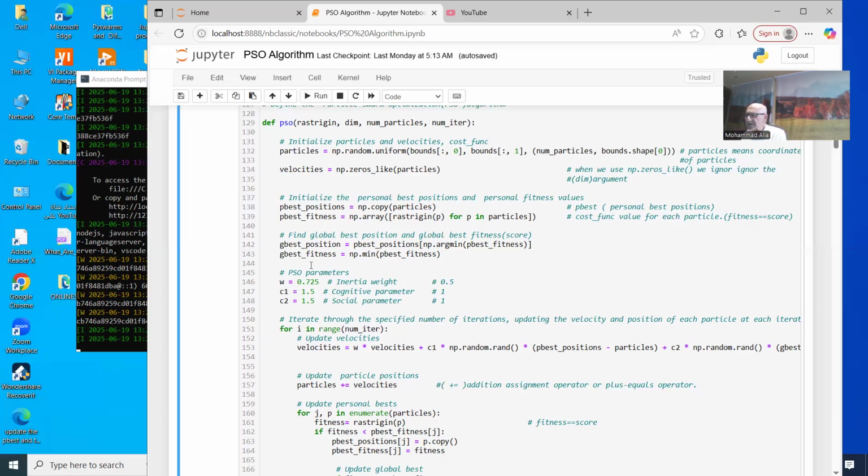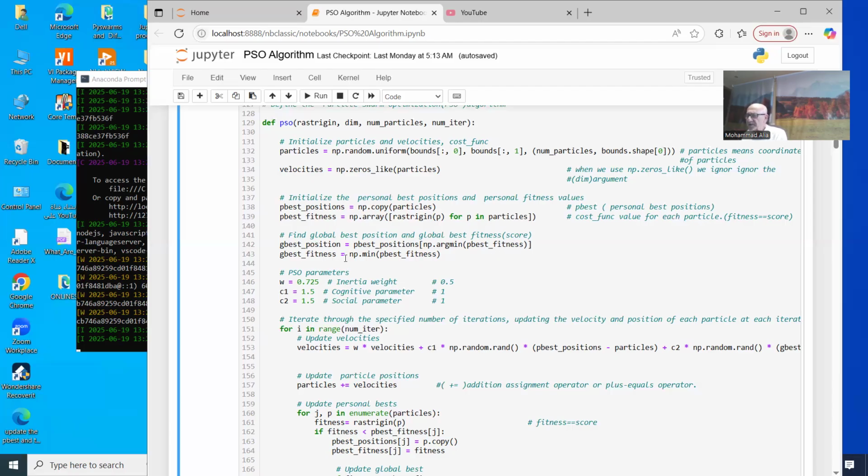In order to find the global best fitness, it is easy. From the personal best fitness array, we have to find the minimum, the numpy minimum value of personal best fitness. We can find the global best fitness. So what do we have now? We have now 4 new values. The personal best positions. For each particle, we have a best position. The personal best fitness, the global best position, and the global best fitness.